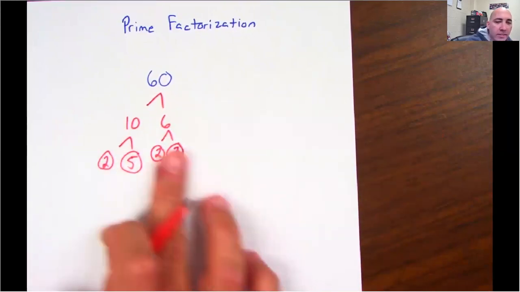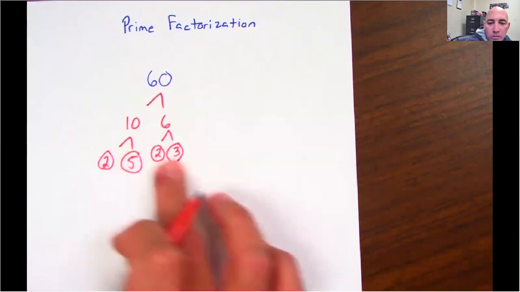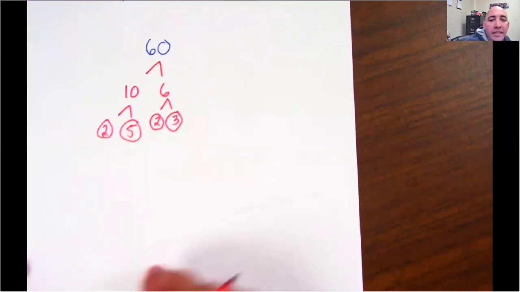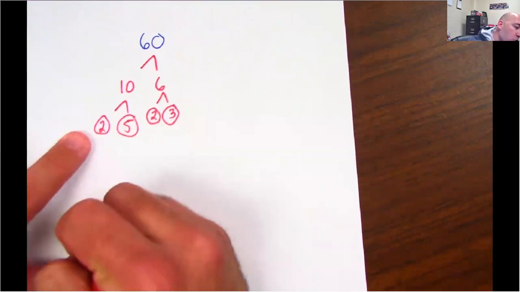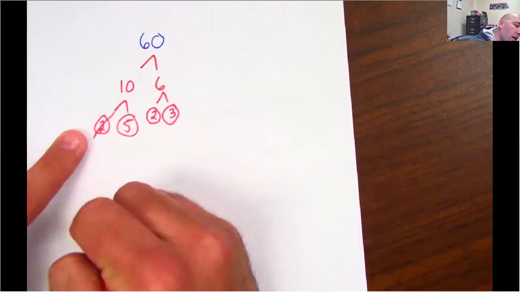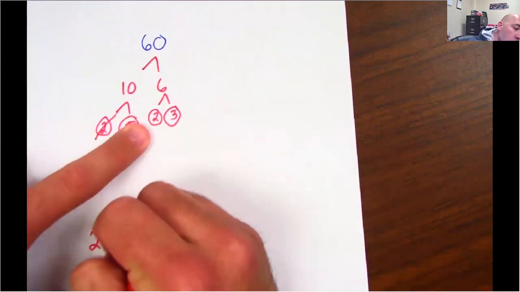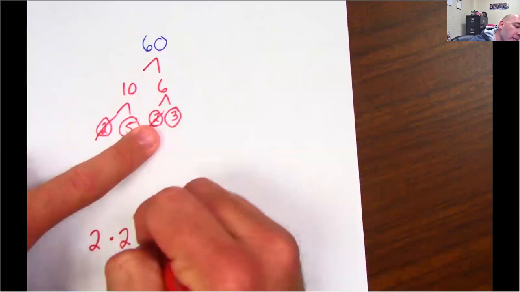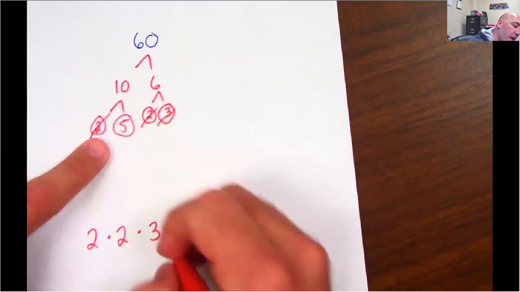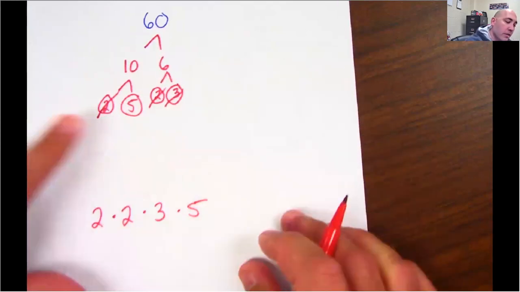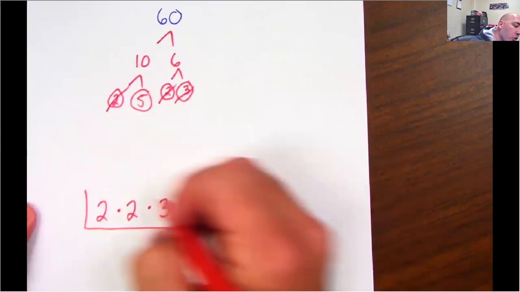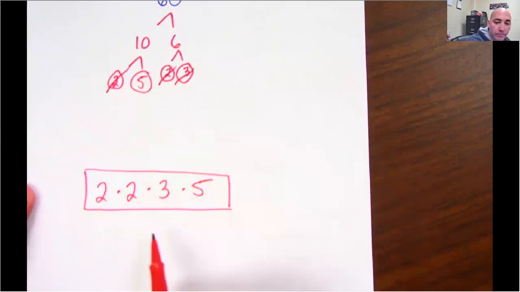Well, guys, notice everything is now prime. It's now circled. Let's put it in factor form from least to greatest. I have a 2 times a 2 times a 3 times a 5. Now let's just double check and make sure it multiplies to give me 60.